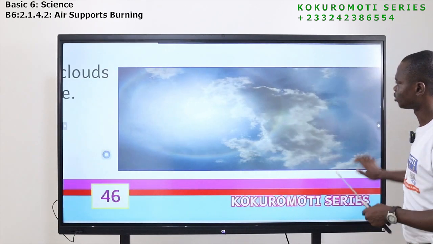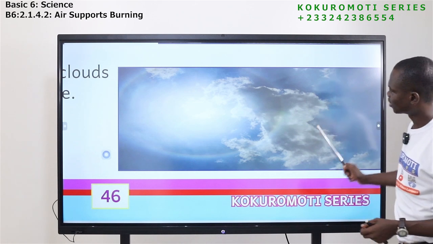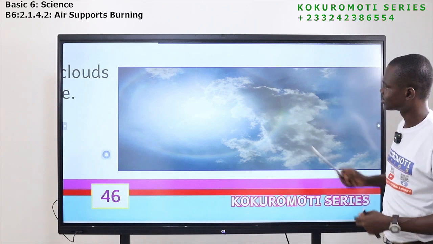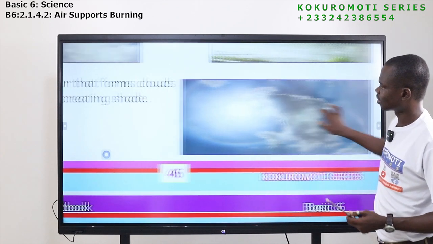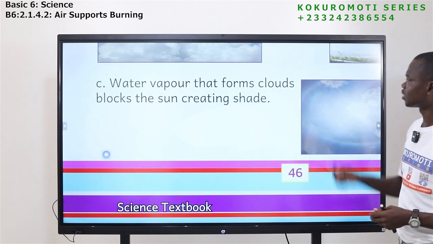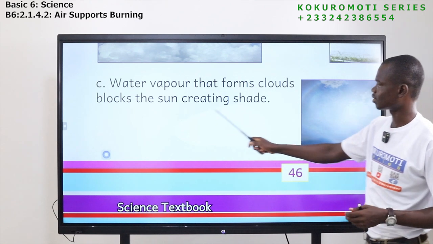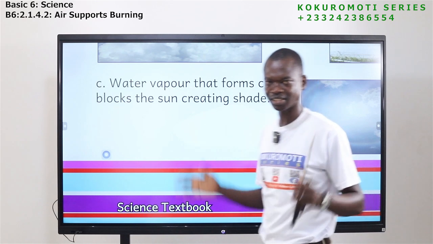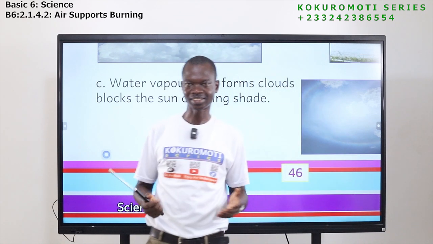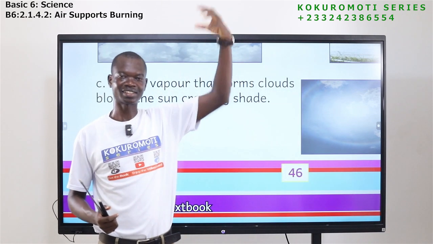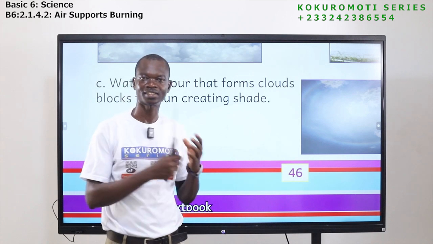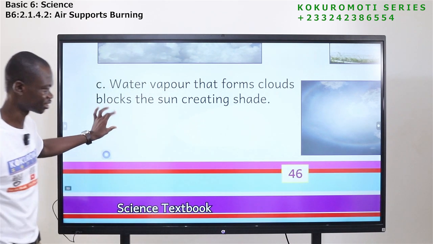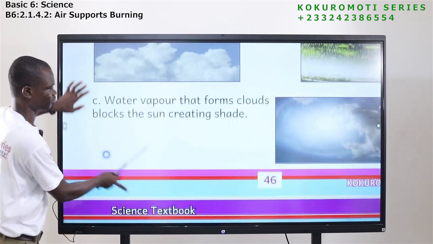So look at this and tell me what you see. Yes, I can see clouds here, and the sun. Now let's read: water vapor that forms clouds blocks the sun, creating shade. So sometimes you see the clouds in the atmosphere or in the sky. It blocks the sun. So anytime the sun is blocked by the clouds, we get shade. So that is another importance of water vapor. Okay.